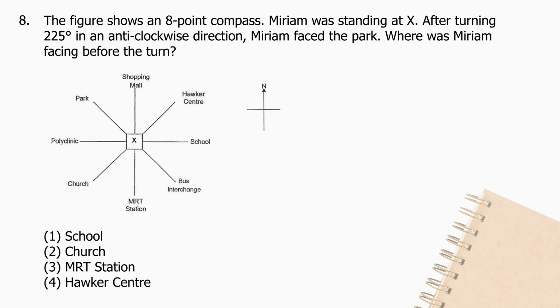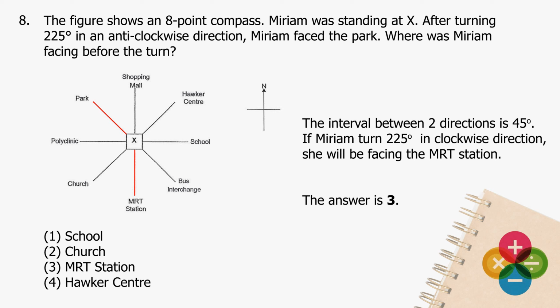Question 8. The figure shows an 8-point compass. Miriam was standing at X. After turning 225 degrees in an anti-clockwise direction, Miriam faced the park. Where was Miriam facing before the turn? The interval between two directions is 45 degrees. If Miriam turned 225 degrees in the clockwise direction, she will be facing the MRT station. The answer is 3.